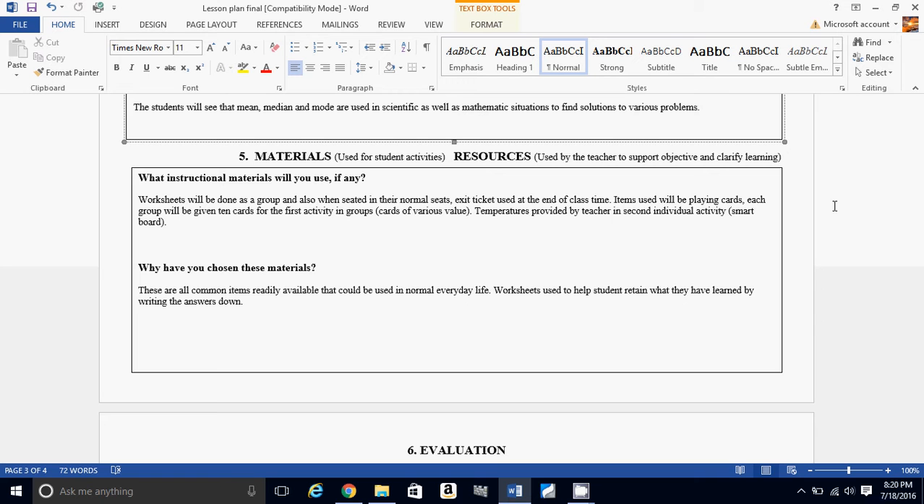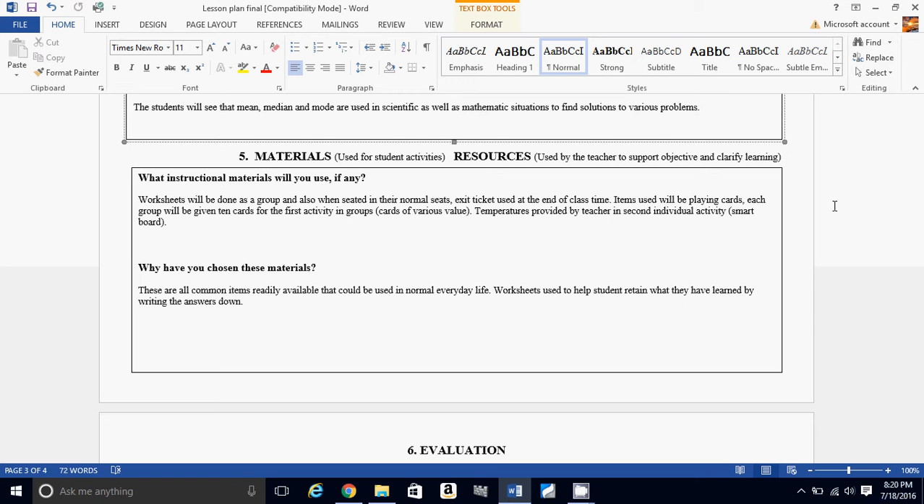And of course, at the end of the time, I'm going to have an exit ticket ready for them to write down, and for them to tell me what the mean, median, mode is, so that I can understand they grasp it. And so I believe this can be done in a class period, that they can grasp it enough that they can walk away knowing, hey, I know what the mean, median, mode is.